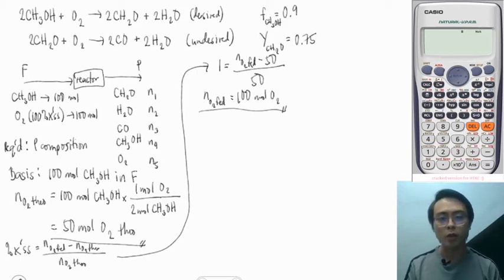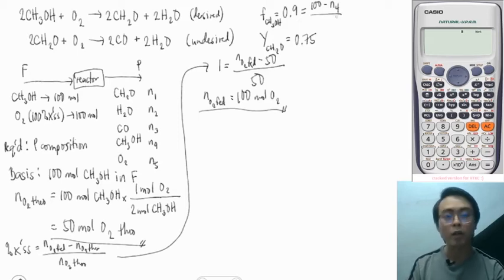Now we can start with the balances. By the way, before that, we have to consider the definitions of the conversion and the yield. Let's first start with the conversion. So conversion is moles reacted over moles fed of the limiting reactant. In this case, that is the methanol. So that is the amount of methanol coming in minus out over in. So the methanol coming in is 100. The methanol coming out is N4 over the methanol coming in, 100.